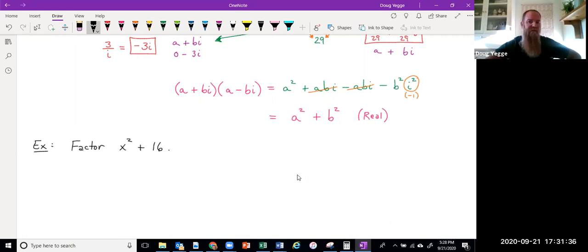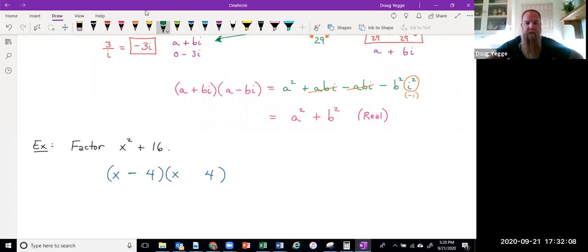Before, this was unfactorable if you think back to algebra. There was nothing that I could turn this into over the real numbers, because x times x would be x squared. But notice that if I notice that 16 is, say, 4 times 4, in order to get a positive result, I know that I'm going to have a positive and a positive, but that would cause me to get an x term in the middle. So I know that that's not it.